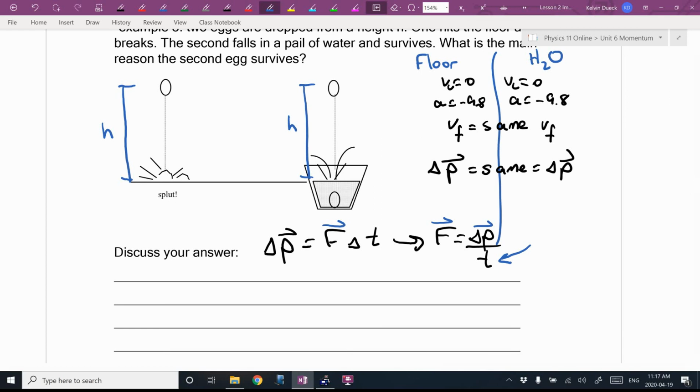Now, I don't want to write a big paragraph, so I'm going to say something like this. Floor, water. In the floor, when we hit the ground, it's a tiny time, and so that gives us a big force. The water, big time, tiny force. Same impulse, the same change in momentum.